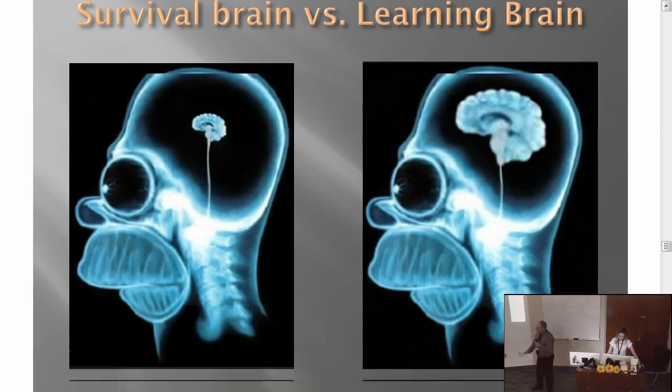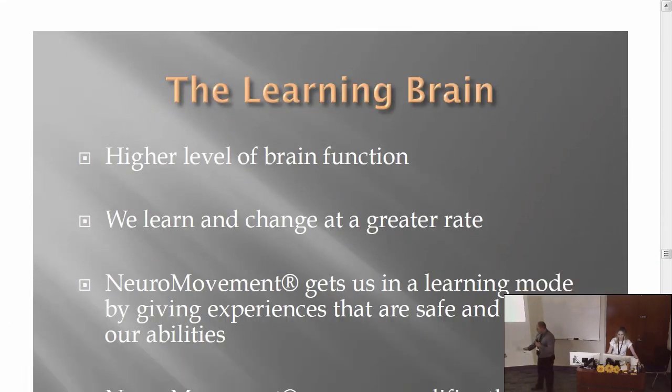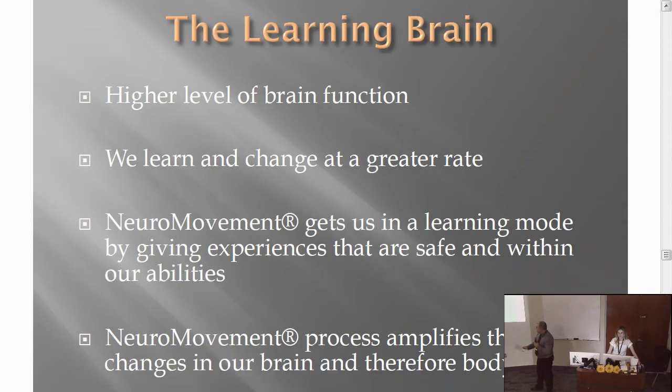With neuromovement, we look to create the conditions for that person's brain to enter a space where it's safe to learn. When we're not in that protective mode, we're more open to learning and growth. Neuromovement is so effective because it gets us and keeps us in that learning mode by giving us experiences that are safe and within our abilities.